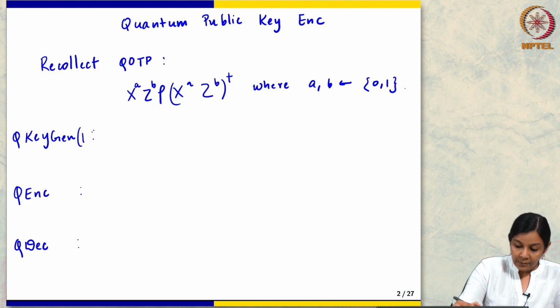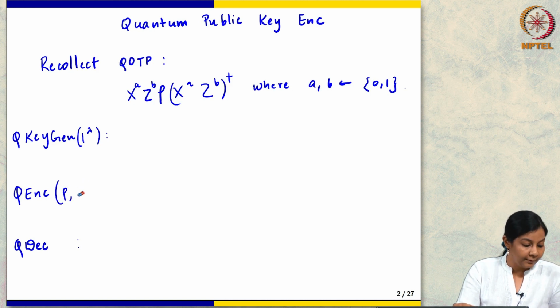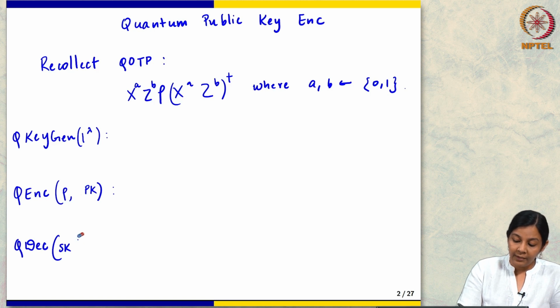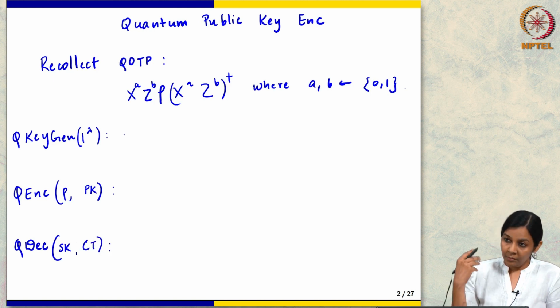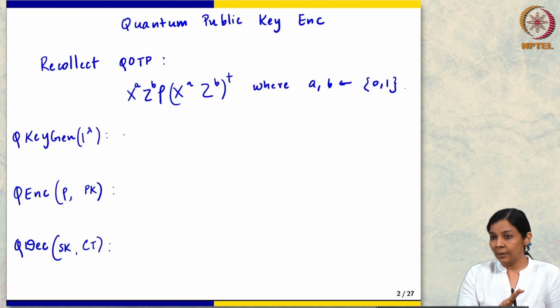So, as usual this keygen will take the security parameter, okay, and enc will take some arbitrary mixed state rho, okay, together with a public key, and dec will take the secret key and some ciphertext. Right. Okay. So, I gave you all the information you need. I am going to use the quantum one time pad, and I am going to use a quantum secure classical PKE.